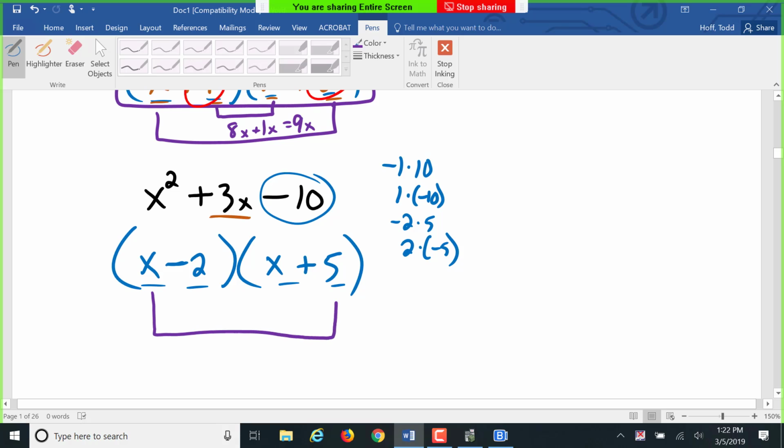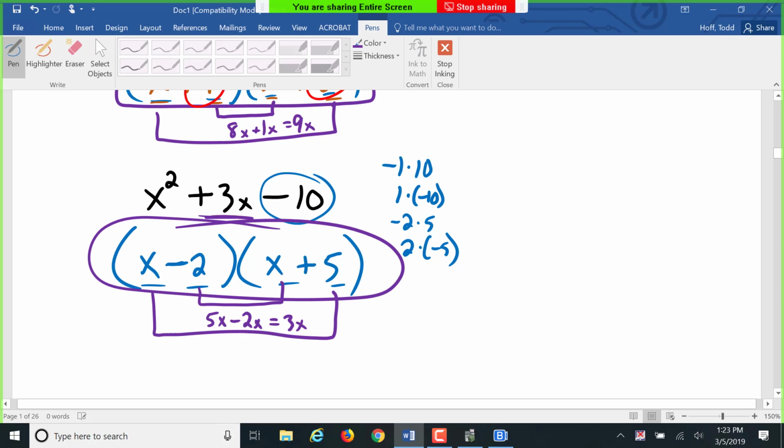Now on the outside we have x times 5, which is 5x. On the inside we have negative 2 times x, which is negative 2x. That adds up. 5x plus negative 2x makes 3x, and that is what we wanted.